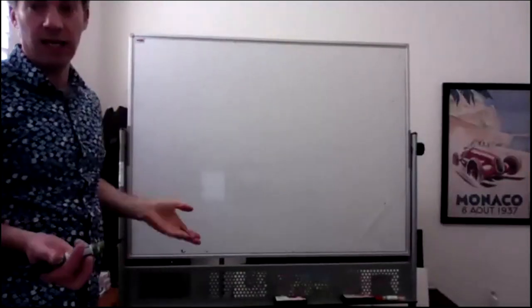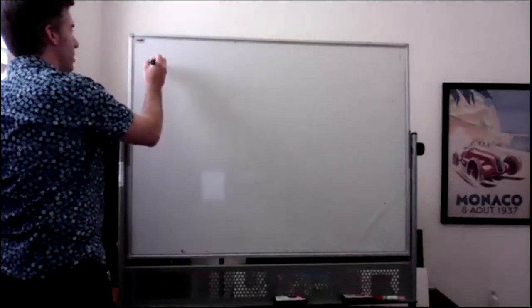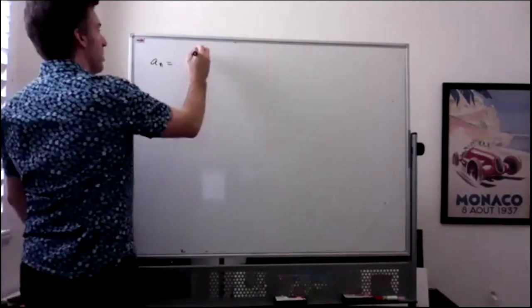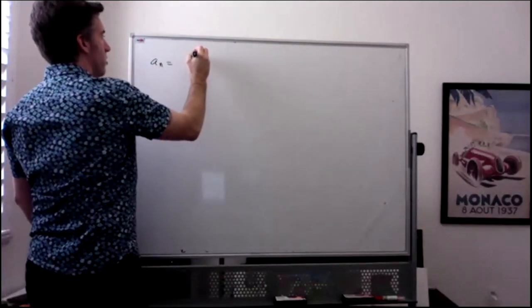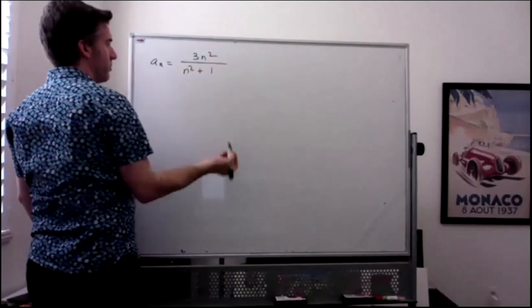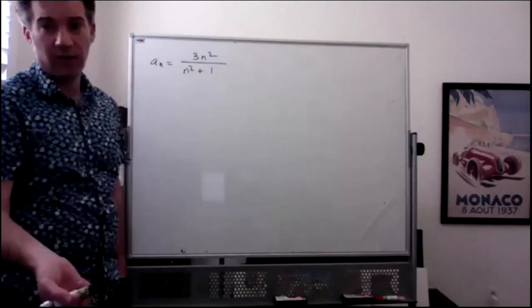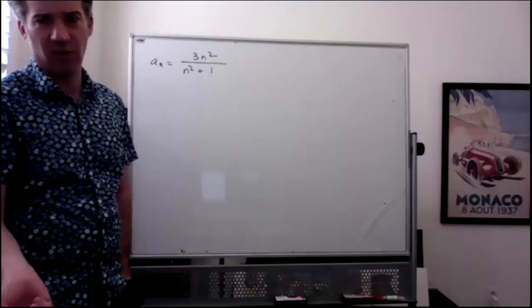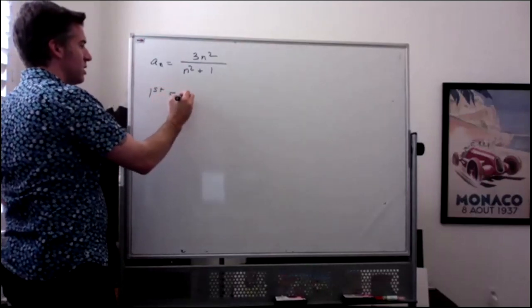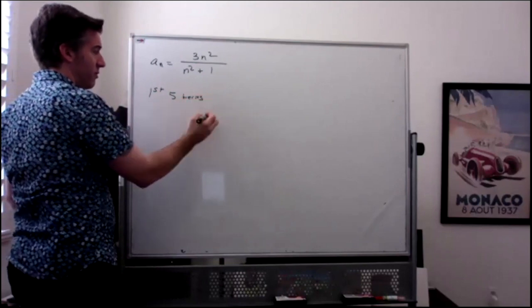So this is kind of the idea. We could also look at another sequence, like a sub n equal to, I don't know, 3n squared over n squared plus 1. And while we could write out the first few terms, it gets a little bit old. So for the first 5 terms, it is good to be able to do this relatively rapidly.